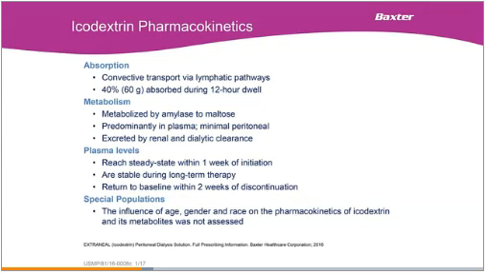So, a high-level review of the icodextrin pharmacokinetics. The absorption is convective absorption up through the lymphatics. This says up to 60 grams absorbed in 12 hours. It is metabolized in the blood plasma by amylase, eventually to maltose, and excreted eventually by renal or dialytic clearance. Plasma levels reach steady state within a week. They didn't see accumulation of maltose in tissues. It was a steady state, again stable over long-term therapy.